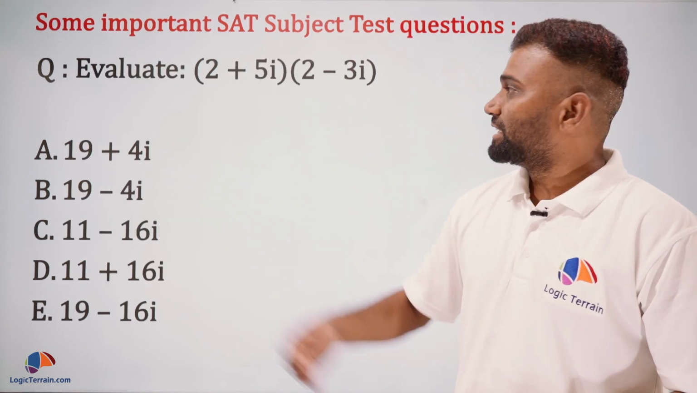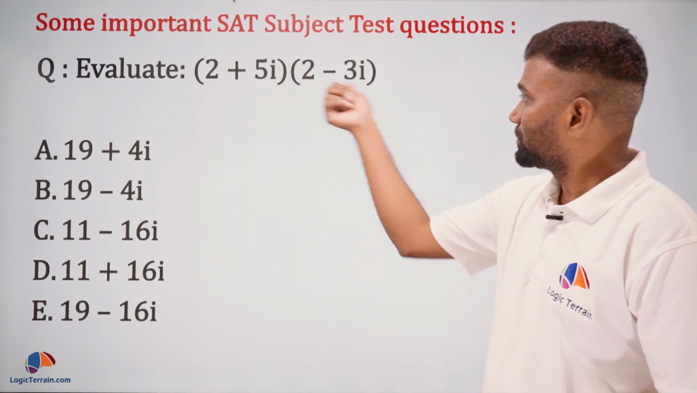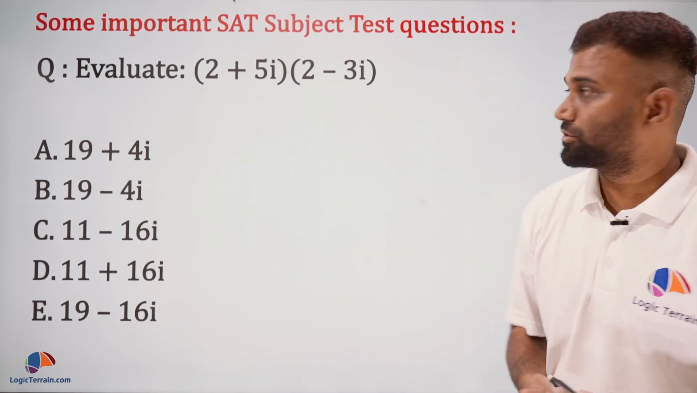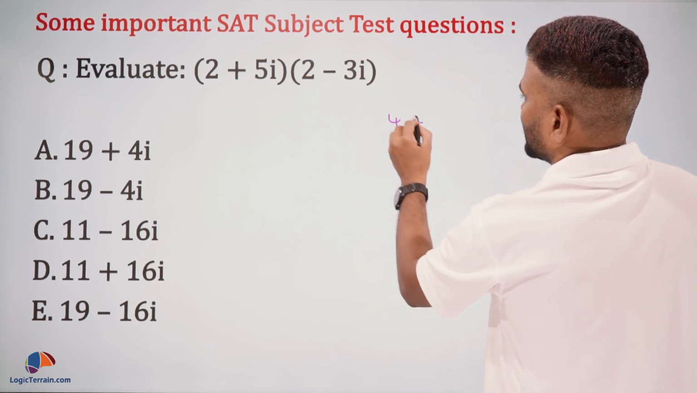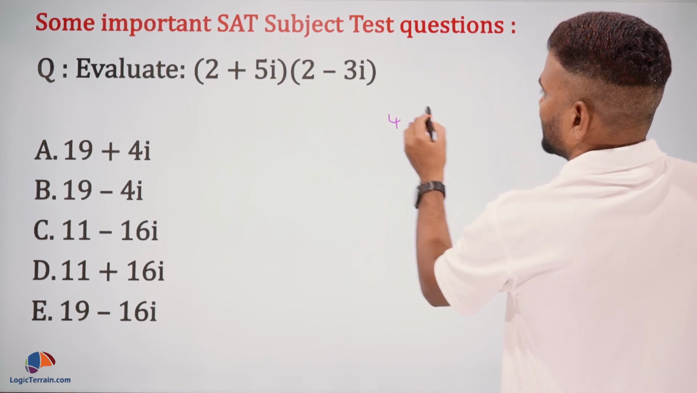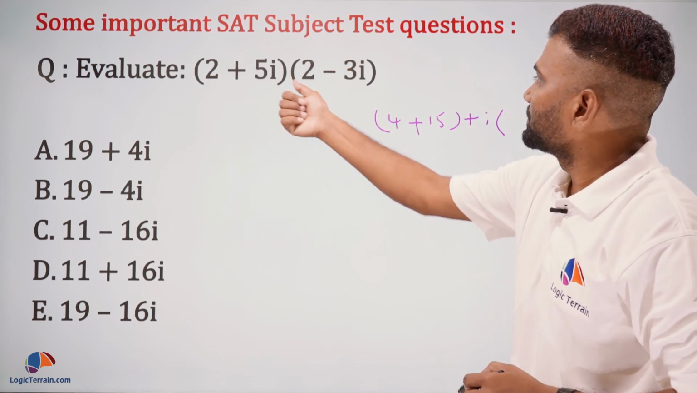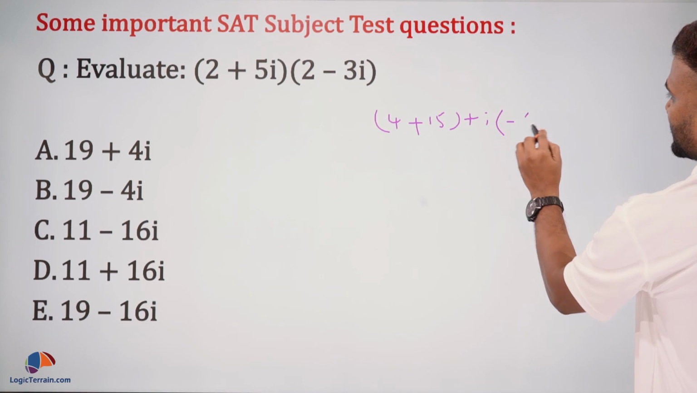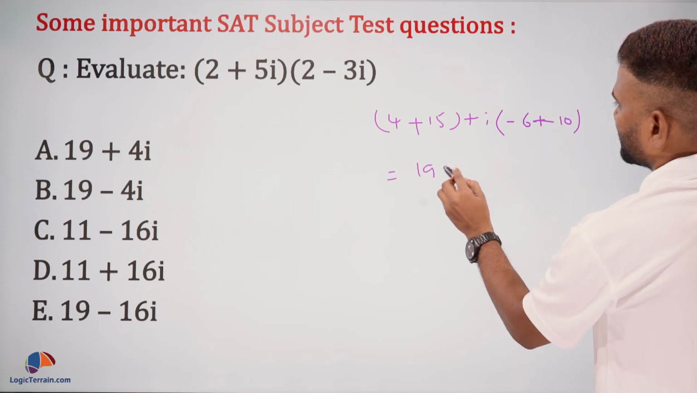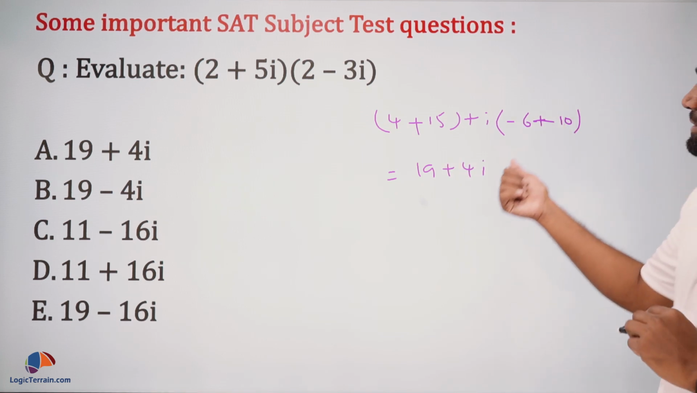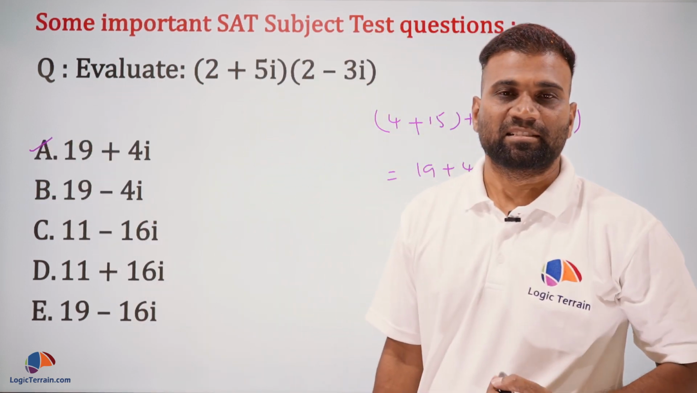Here is our next question. Evaluate 2 plus 5i into 2 minus 3i. Here are the options. We have to multiply these two. Again we apply the product rule, that is AC, 2 twos are 4, minus BD, minus of minus becomes plus BD, that is 5 threes are 15, plus i into AD plus BC, 2 threes are 6, that is negative 6, plus 2 fives are 10. This becomes 19 plus 4i. So 19 plus 4i is the first option. So option A is the right answer.